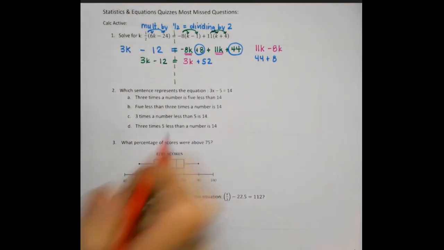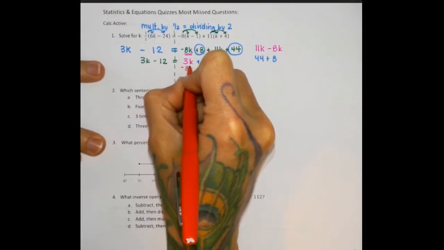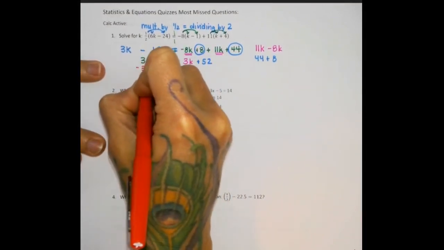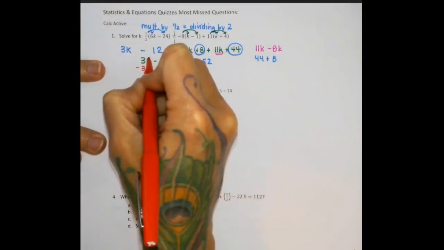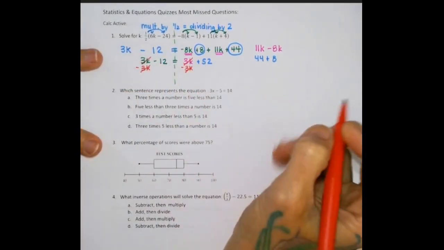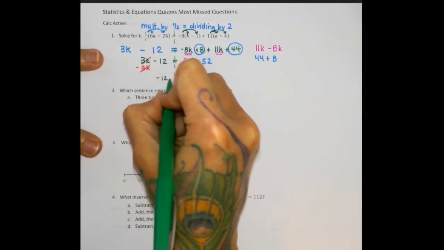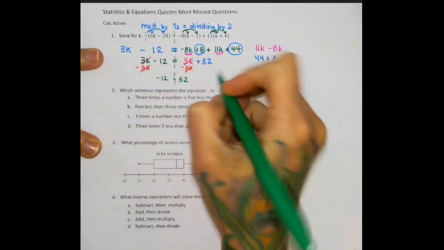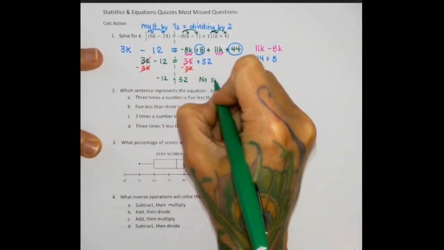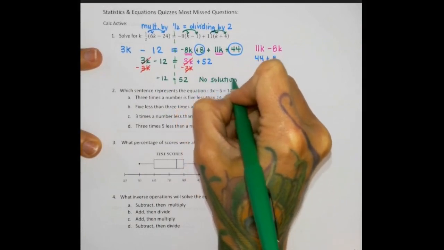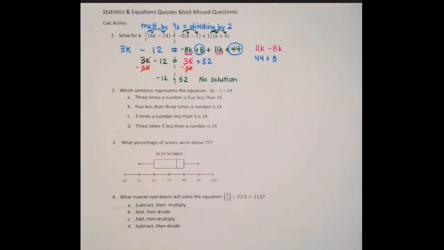Hopefully some of you already see it, that we have a 3k and a 3k, and that's going to make a mess. So minus 3k, minus 3k, these go away, and this goes away. Ultimately, that means we now have a negative 12 equals 52. That's not a thing, so it's no solution. There is no value that I can plug in for k that will work for this equation.